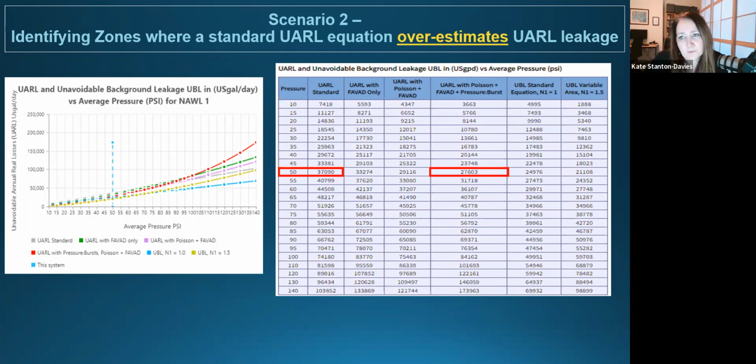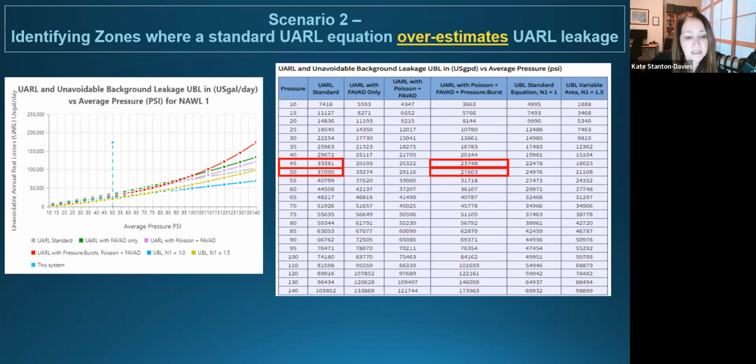What you can use this table for, which is really useful, is you can start to look at where, if you can drop pressure by small amounts in certain systems or certain zones, you can use the table in the SCF software to work out what the savings in UARL leakage could be. If you drop the pressure down by 5 psi to 45 psi, then the SCF volume would drop from 27,603 US gallons per day to 23,748 US gallons per day.